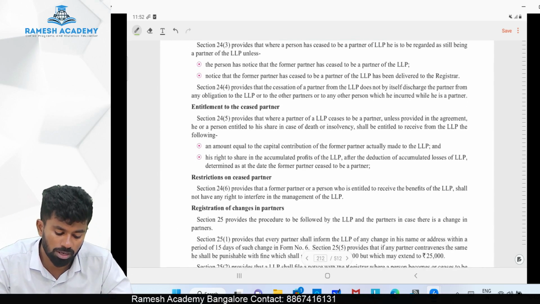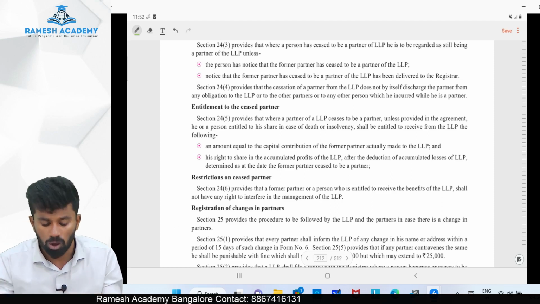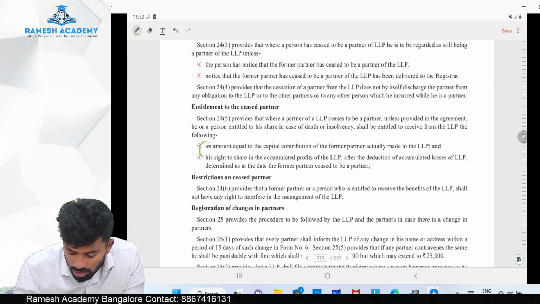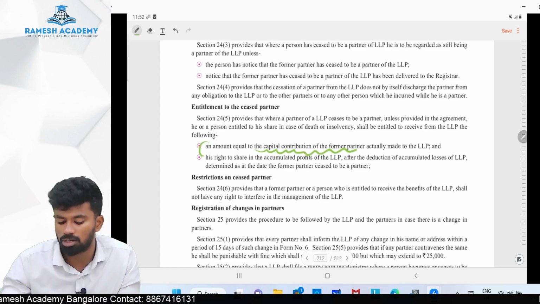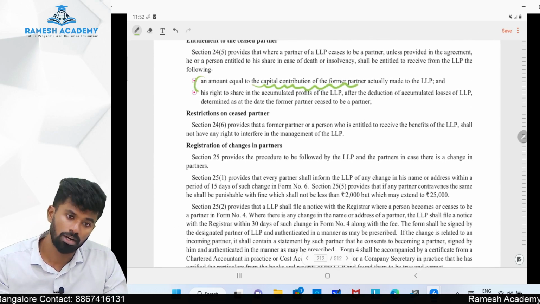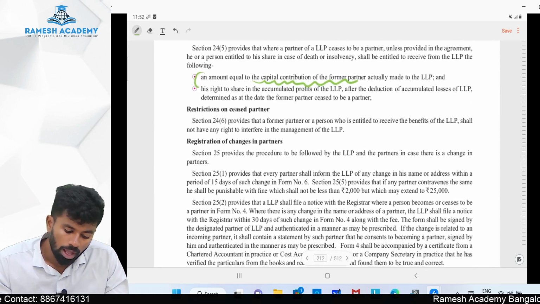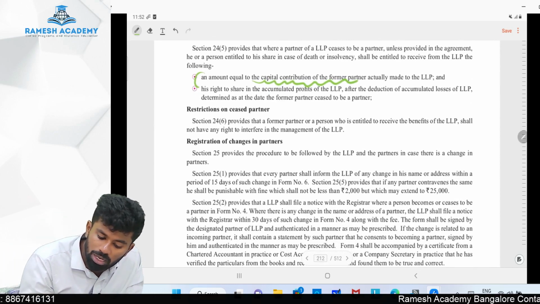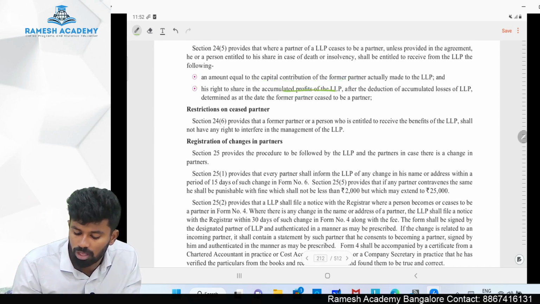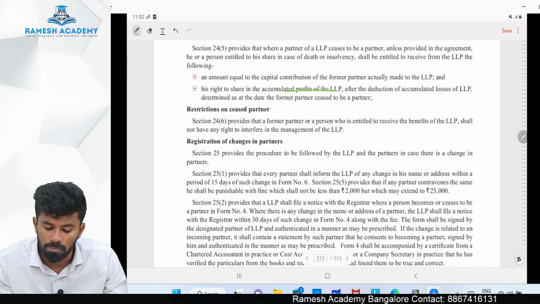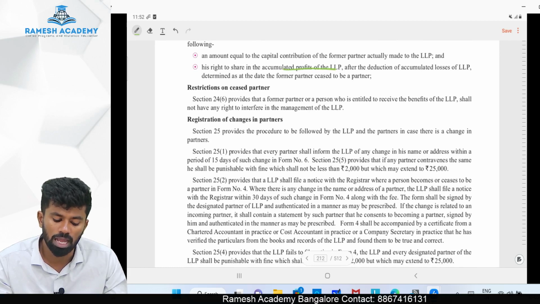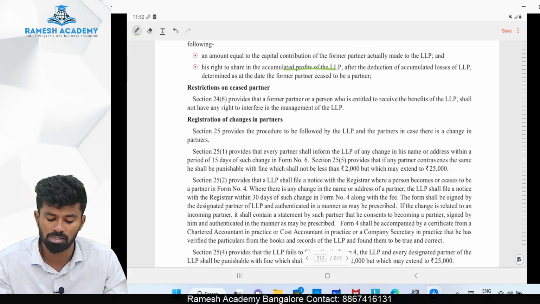Entitlement of the ceased partner. The ceased partner, that is the outgoing partner, is entitled to what? An amount equal to the contribution the former partner actually made to the LLP. Nothing but he can recover his capital. He has a right to share in the accumulated profits of the LLP, after the deduction of accumulated losses of the LLP, determined as at the date the former partner ceases to be a partner.